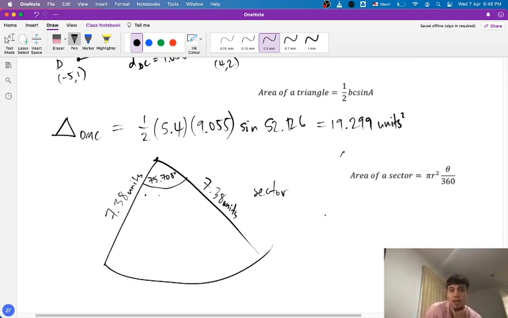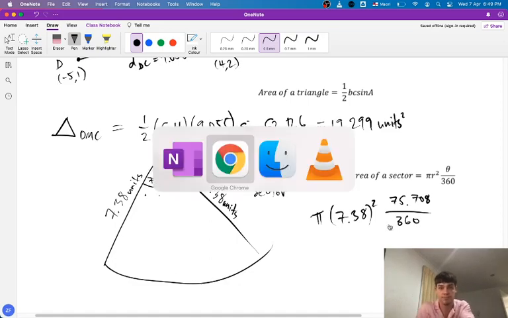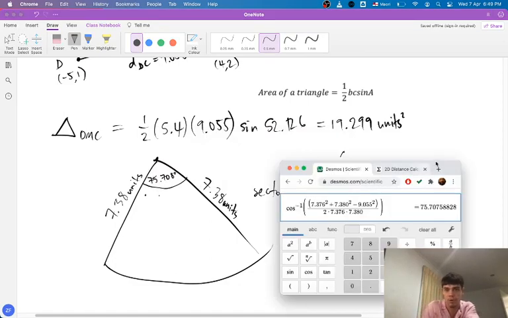Okay, so this sector here, this is one of the easiest things to work out. It's just like a percentage of a circle. So we do pi and the radius is 7.38 and we square the radius. So this is the area of a circle, and because it's only 75.708 out of 360 of the circle, that's what we just write up here. So 75.708 over 360. And that should find us our answer. Pretty straightforward.